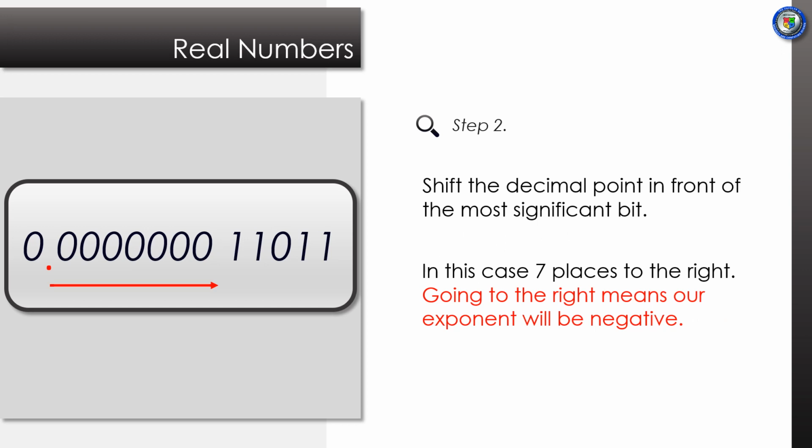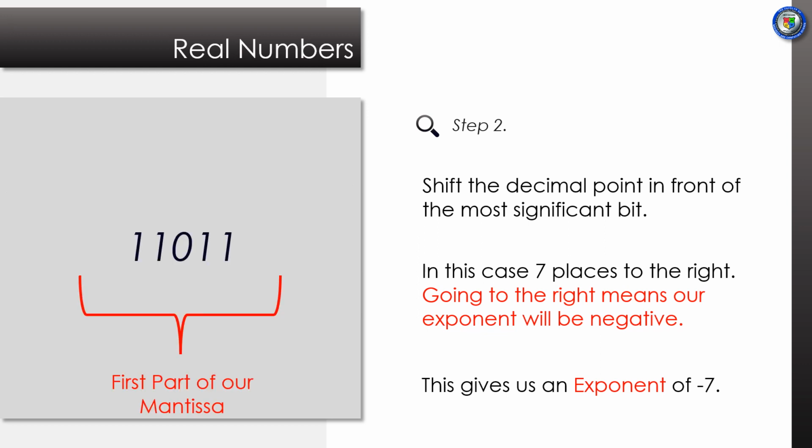In step 2, we will shift the decimal point in front of the most significant bit. In this case, we will move the decimal point 7 places to the right. Moving the decimal point to the right means that our exponent will be negative. In this case, this gives us an exponent of negative 7. We now have the first part of our mantissa, 11011.